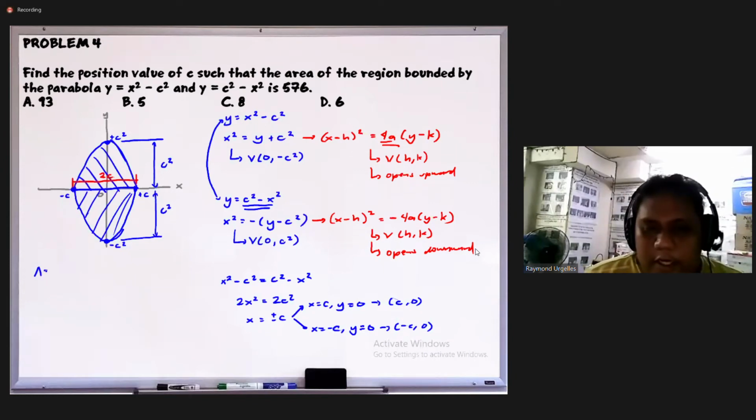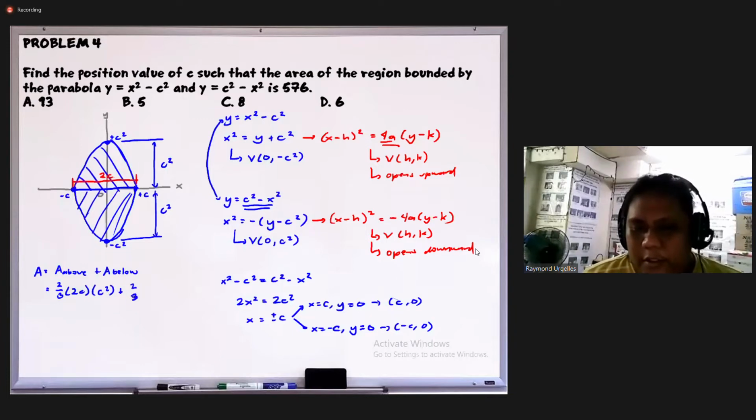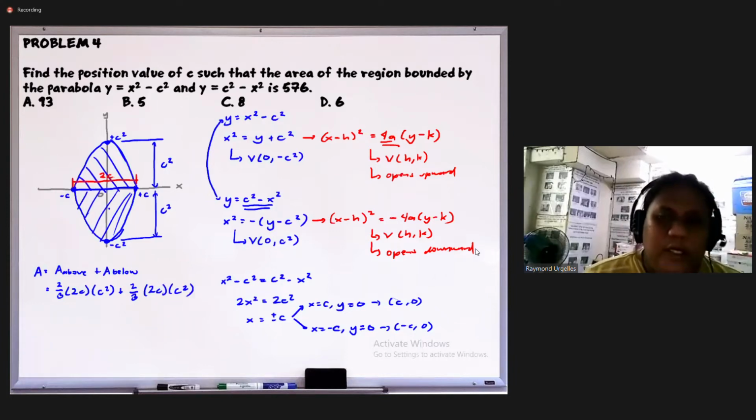So total area bounded is equal to dun sa area dun sa taas, diba? So area above, plus yung area sa baba, diba? So plus area below. Diba? So then this will be given by 2/3. So ano yung base nung nasa taas? 2c. So ano yung height nung nasa taas? c squared. Plus 2/3. So dun sa nasa baba naman, ang base ay 2c. Ang height naman niya ay c squared. No? So again, the total area is 576.